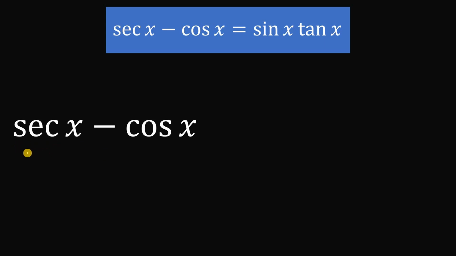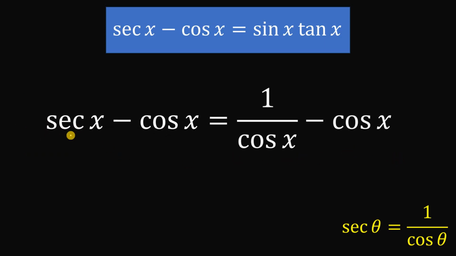So what we're going to do is to replace this secant x. Now take note of this identity. Secant of theta must be equal to 1 over cosine of theta. So we can replace this secant x with 1 over cosine x. So secant x becomes 1 over cosine x. Alright? Now, on the right-hand side of our equation, we will use some algebra.